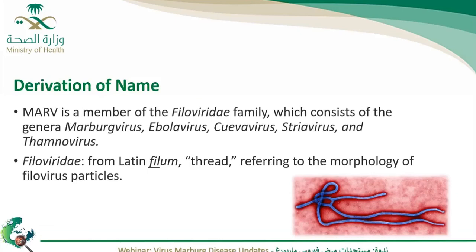So from where is the name derived? Actually, Marburg virus is a member of the filoviridae family, which consists of genera including Marburg virus, Ebola virus, and others. The name filoviridae is derived from the Latin word filum, which means thread, referring to the thread-like morphology of the filovirus particle, as shown in the picture on the slide.